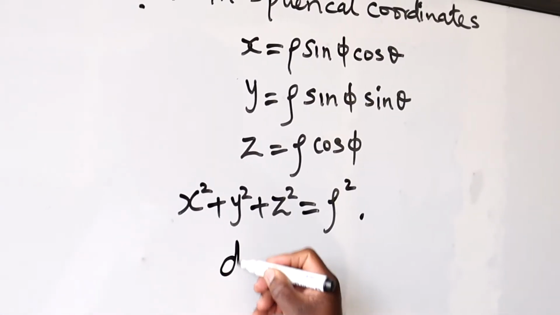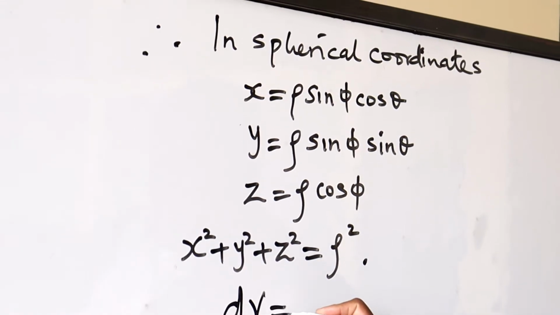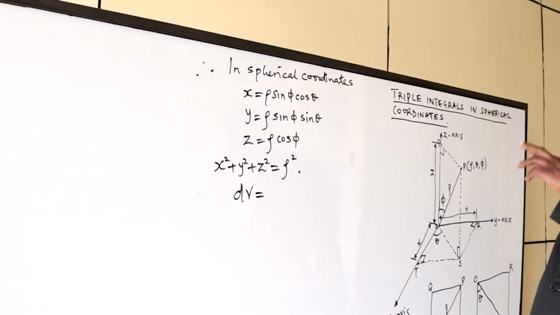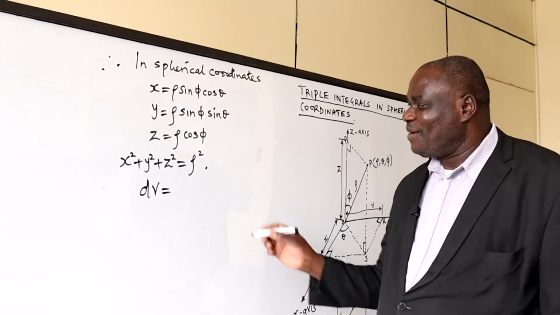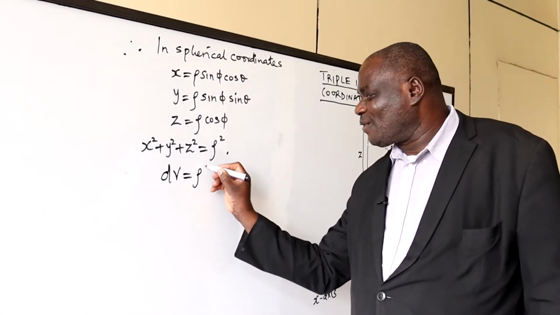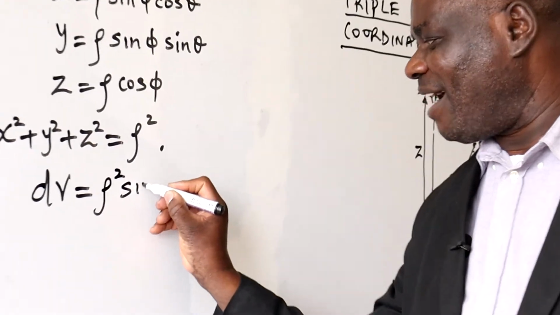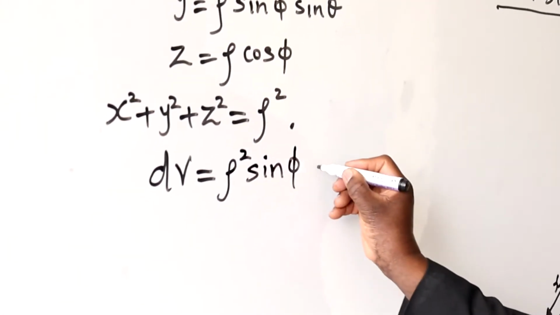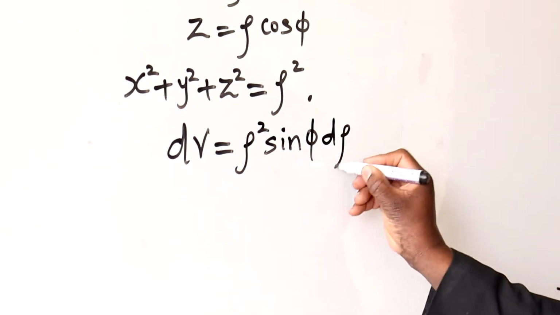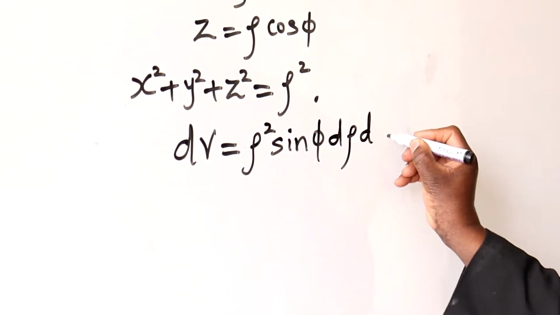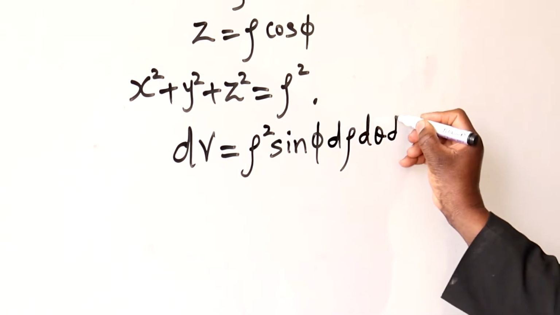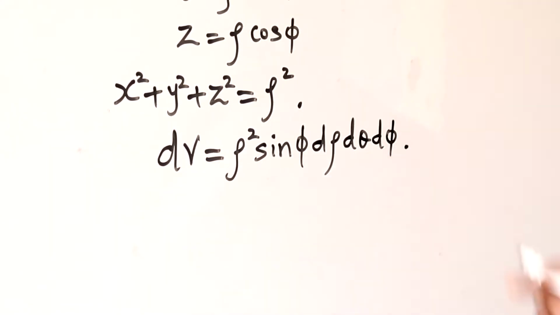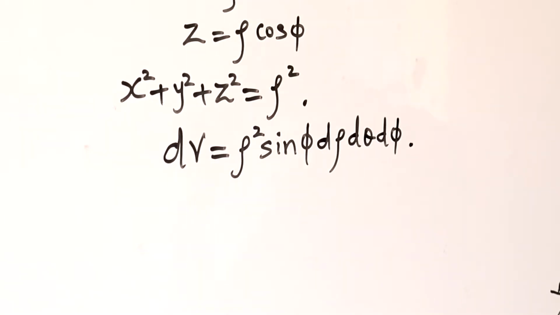Now a dV here, the Jacobian of this particular transformation will be rho squared sine phi, multiplying d rho, d theta, d phi. So our dV will take that particular format.